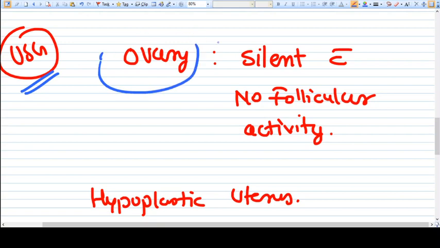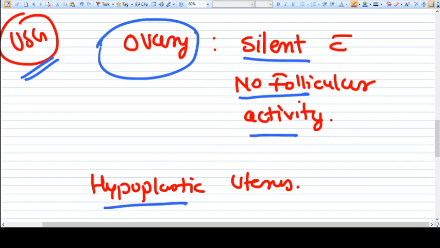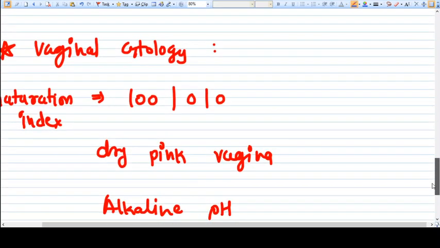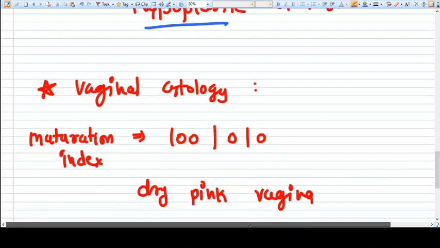Now, if we do the USG, that is ultrasound of the pelvis, and see the ovary, we can find that they are silent. They have no follicular activity, which is very important in reproductive age. The uterus is also hypoplastic, because estrogen and progesterone are the hormones responsible for the growth of the uterus, and if we lose estrogen and progesterone, the uterus also goes down in size and becomes hypoplastic. So these are various investigations.